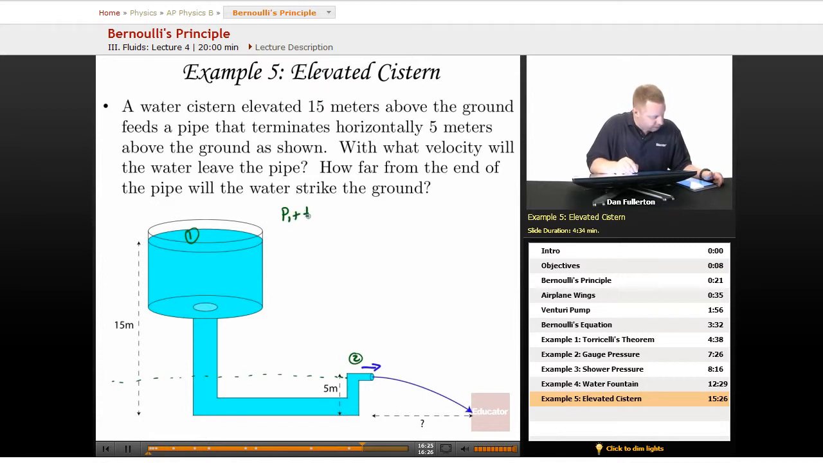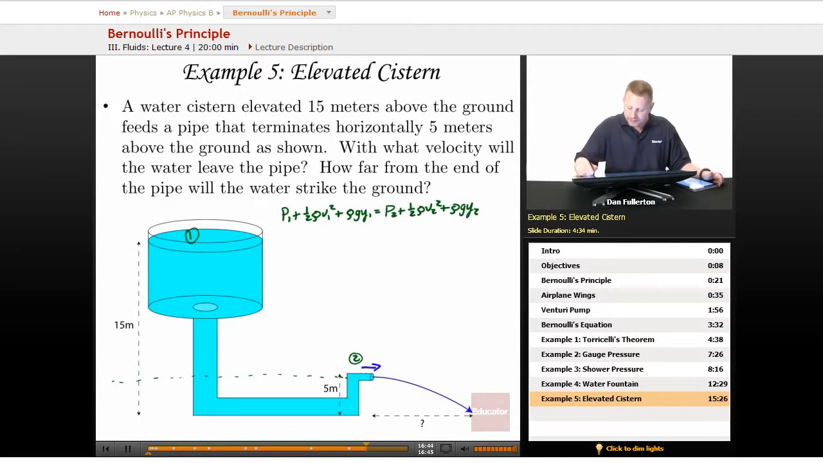Bernoulli's equation: P1 plus 1/2 rho V1 squared plus rho g y1 equals P2 plus 1/2 rho V2 squared plus rho g y2.